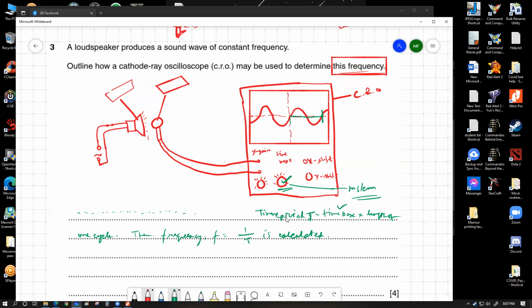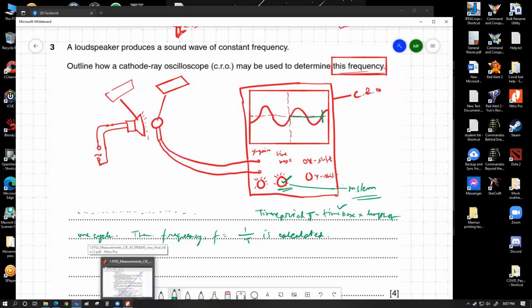স্যার আরেকটা ছিল স্যার, এখানে আমি লিখছি যে we multiply the number of horizontal divisions from the start of the wave till the end and multiply it with the time base. ওইটা লিখছি স্যার, like instead of writing the frequency equals 1 by time period.